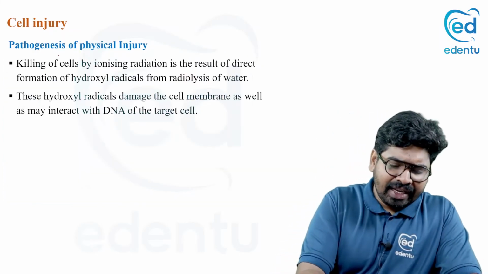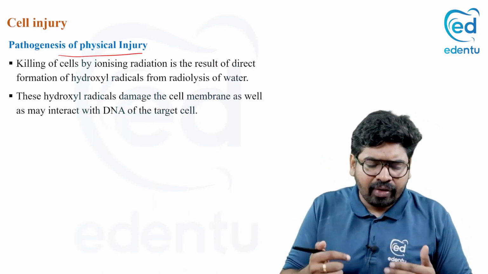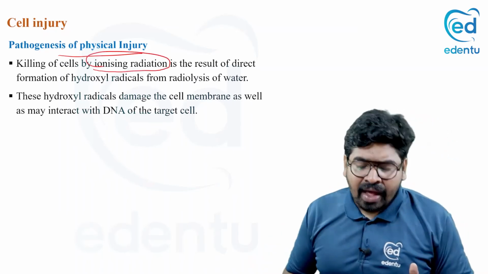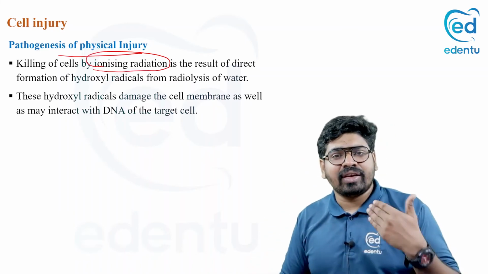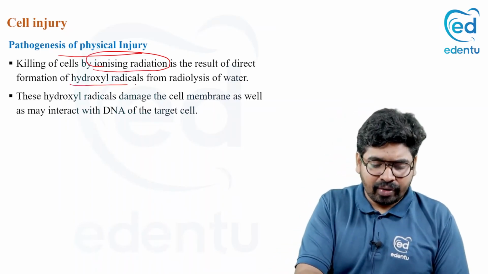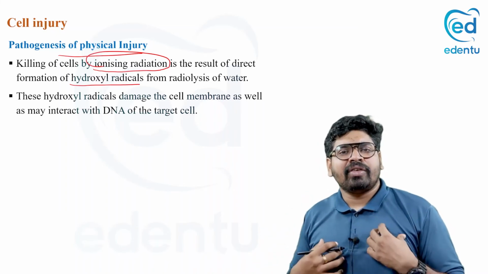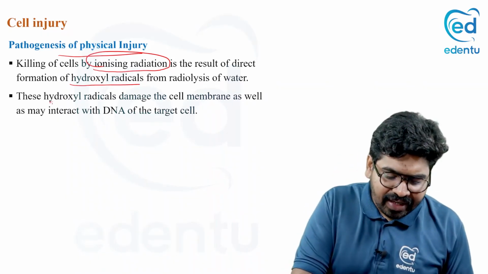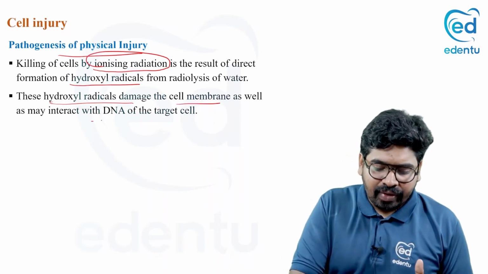And coming to physical injury, what happens in physical injury is that it acts directly on the cell. An example is ionizing radiation. When the ionizing radiation, your UV rays, your X-rays, fall on the cell, they make free radicals. They make hydroxyl free radicals due to splitting of water. The water present in our body is split, and there is production of free radicals, and these free radicals will attack your cell membrane, or they can attack your DNA.